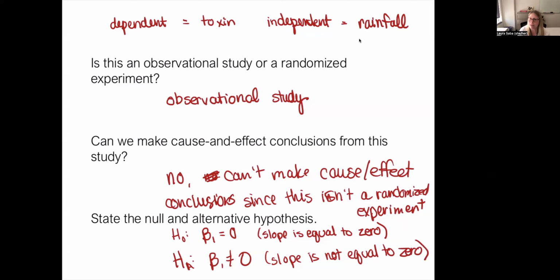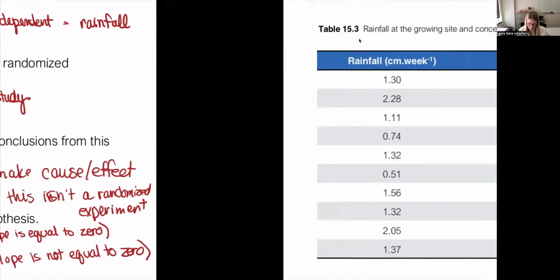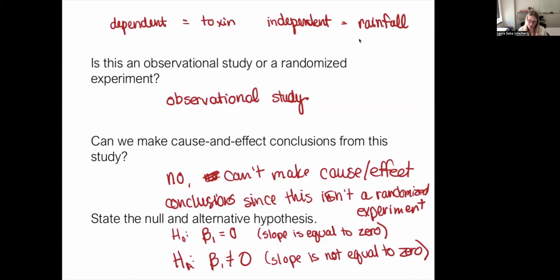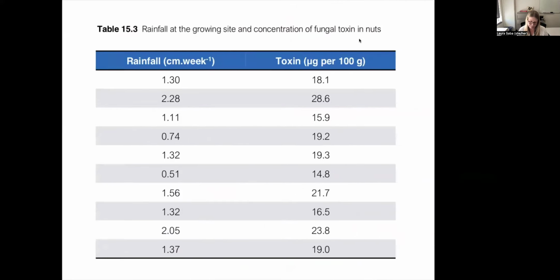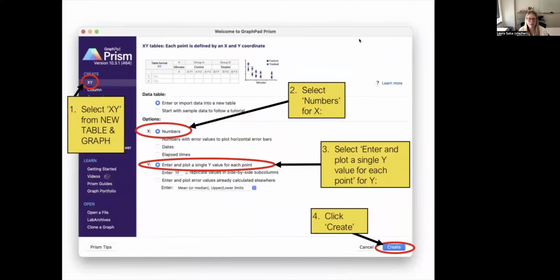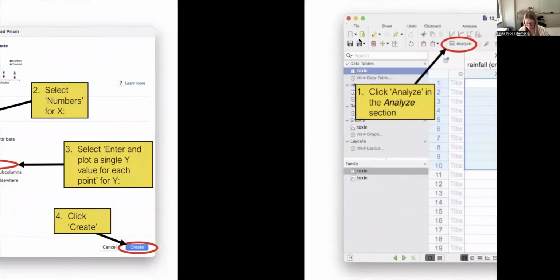So remember our statistical hypotheses. When I ask for a null and alternative statistical hypothesis, they always are about the population parameters, right? They're not about what you've actually measured in the data. So our betas don't get a little hat in our null and alternative hypothesis. So we have rainfall information and toxin information for a couple of different sites. What we're going to do in GraphPad is use that XY table again, just like we did for the correlation coefficient, and we're going to set it up in the exact same way.